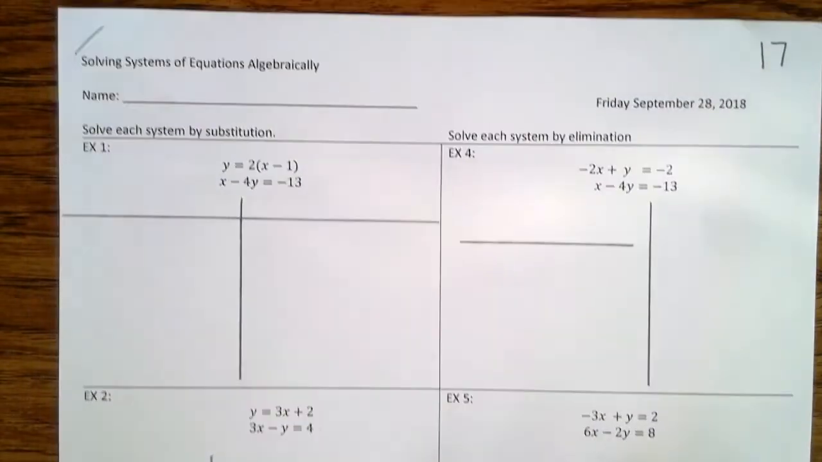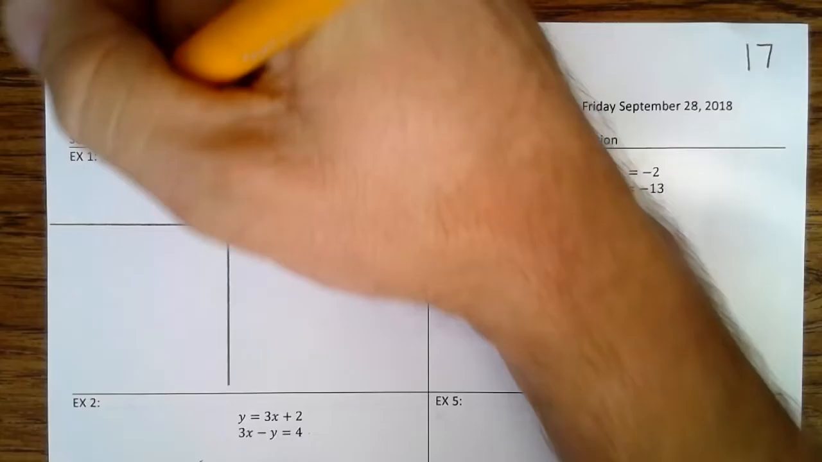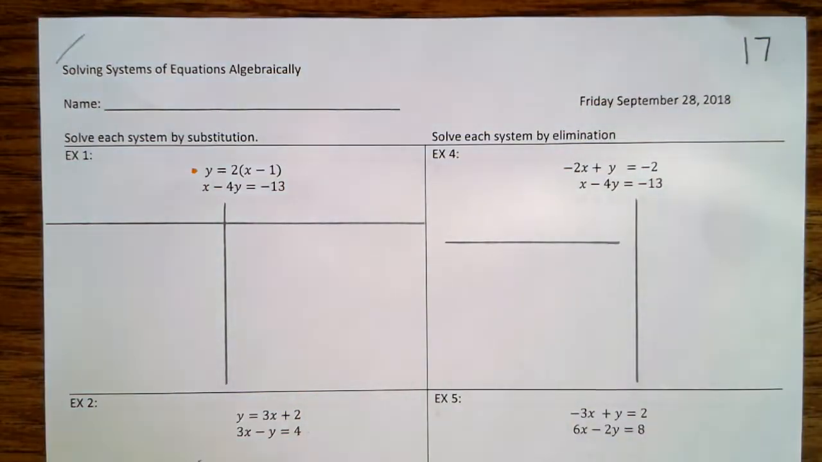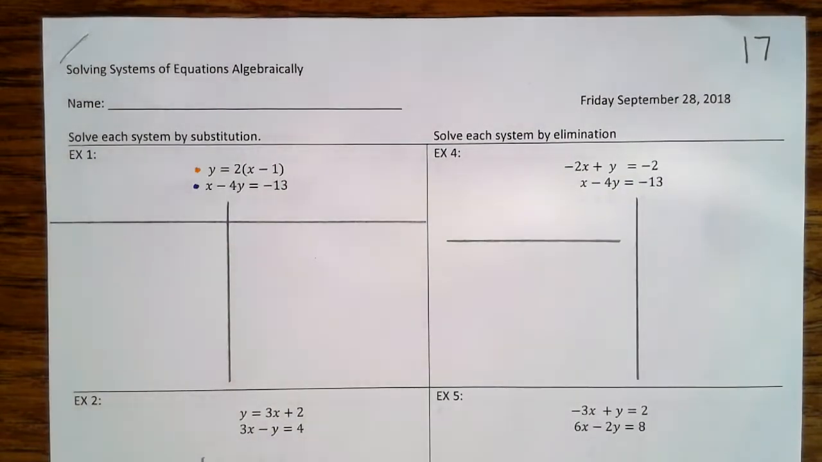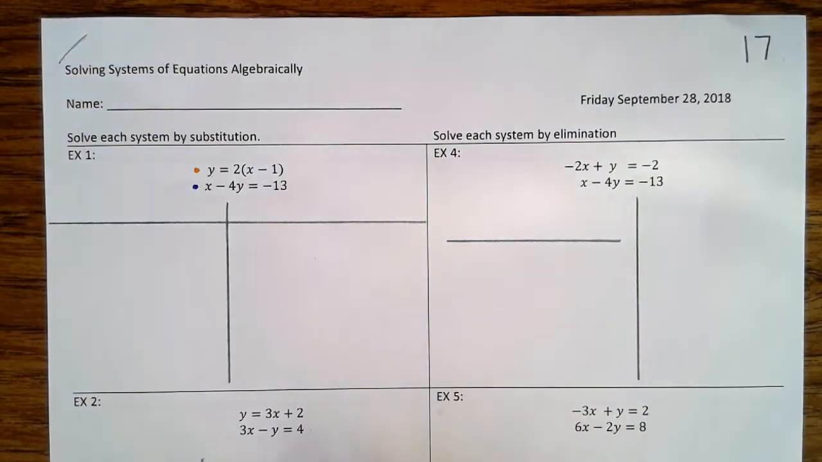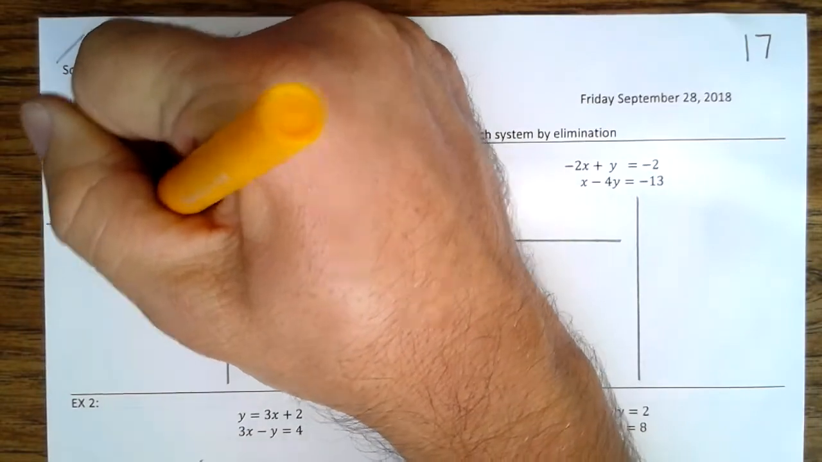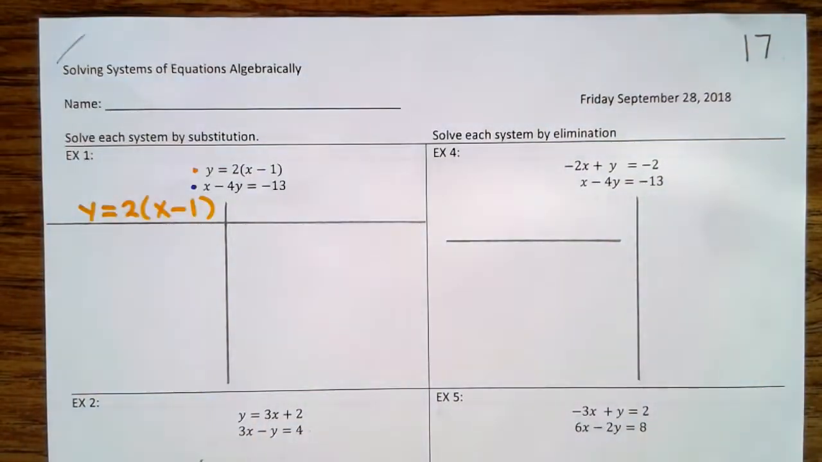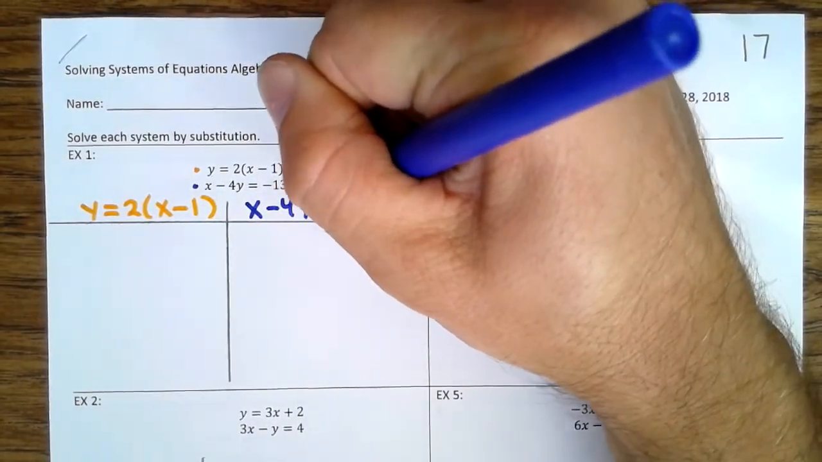Which again are going to be on page 17. Example 1, solve each system by substitution. Now, what I'm going to do is I'm going to do these in different colors. So I'm going to do the first equation in yellow and the second equation in blue. Now, step 1 says to solve one of the equations for either x or y. Well, this equation is already solved for y, okay? And we're going to write that here. So this equation is going to be y equals 2, parentheses x minus 1. And this equation is going to be x minus 4y equals negative 13.